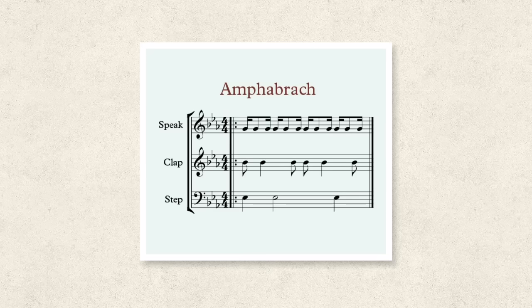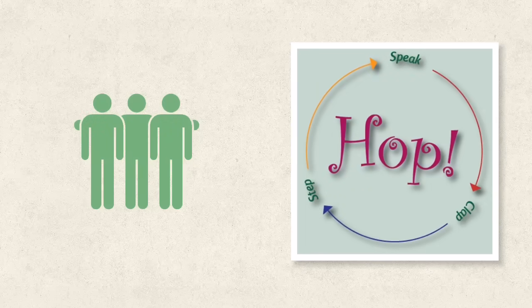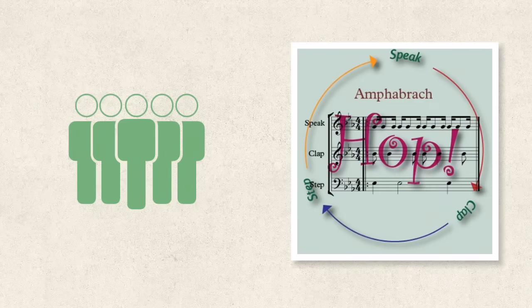This example uses Amphibrach. A great group activity can be designed with a trio joined at the hip and traveling together as each person steps a given part. At up, the wheel turns and the roles change. Eventually, the same exercise can be formed as a solo by speaking one part, clapping another, and stepping the third. Again, at up, the wheel turns and the roles change. This exercise is not only a great polyrhythmic experience, but an excellent study in dissociation.